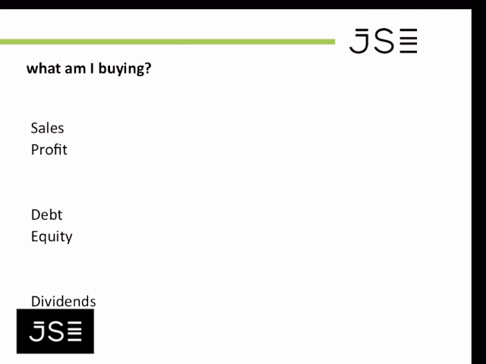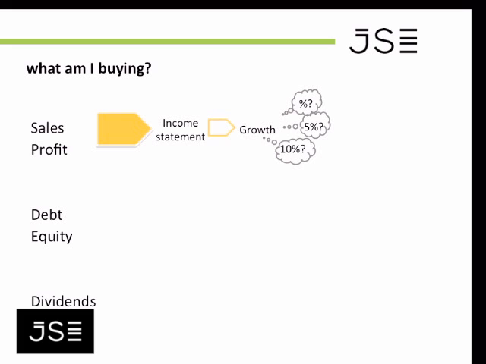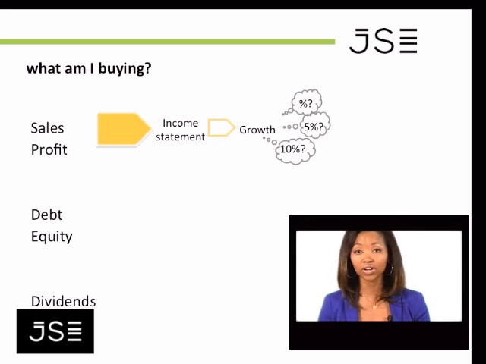So sales and profit, where do you find that information? On the income statement. And what would you typically look for? You'd look for patterns of growth. So have the sales of the company been growing every year? And in terms of a rough estimate, you'd probably be looking for between 5 and 10% growth. But that's not a hard and fast rule.